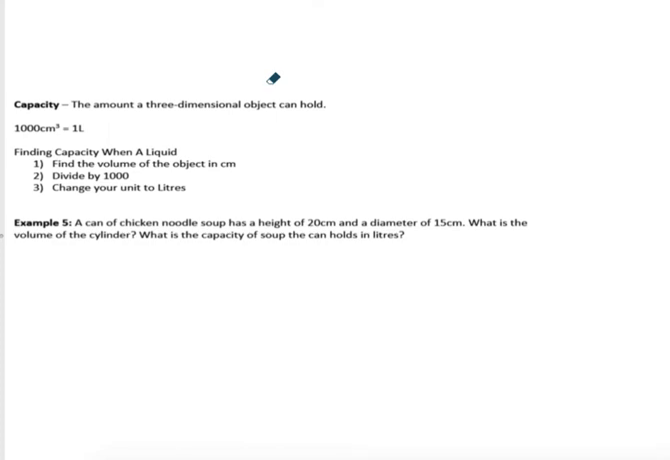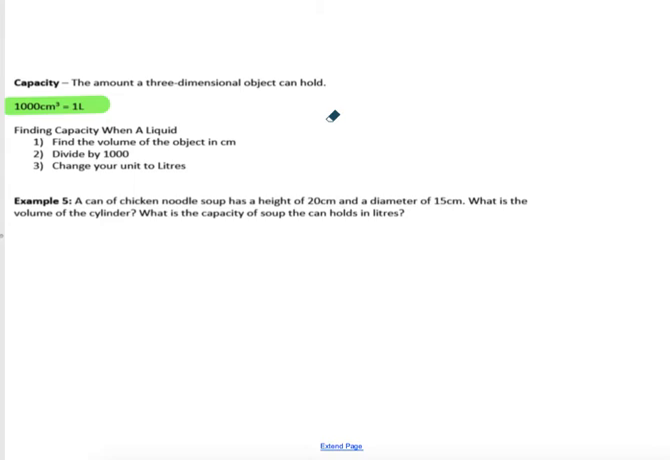So a can of chicken noodle soup has a height of 20, a diameter of 15. What is the volume of the cylinder? So first things first, we have to find the volume, and we want to find our volume in centimeters because we have this lovely conversion rate right here of using centimeters. So if we weren't in centimeters, we would want to be in centimeters, but we currently are in centimeters, so we're okay in that sense. So for right now, we're going to find the volume.